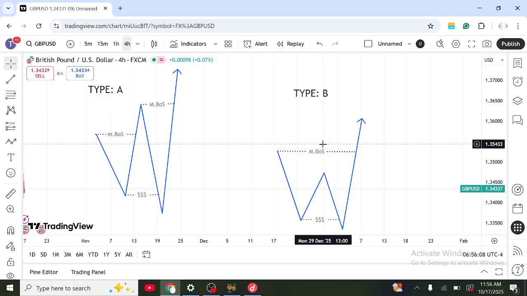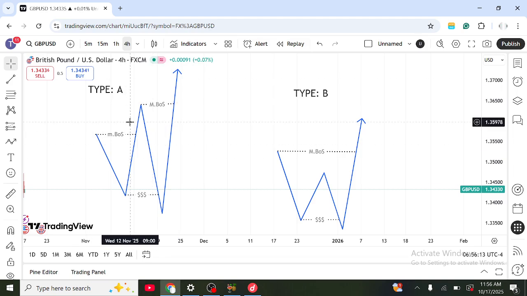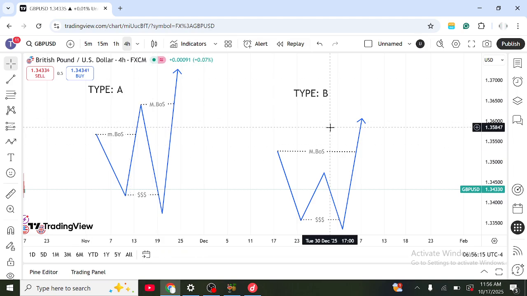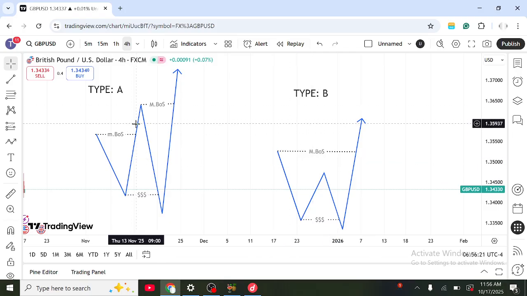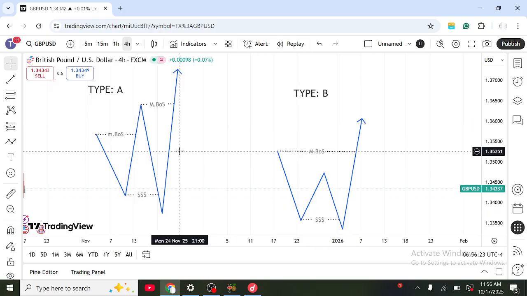Type B is not weak. Please get the concept straight, because you will not always see type A in the market. Okay, you will most likely see this one often, maybe like 60% of the time, and you will see this also. So I'm going to show you the two in the market.